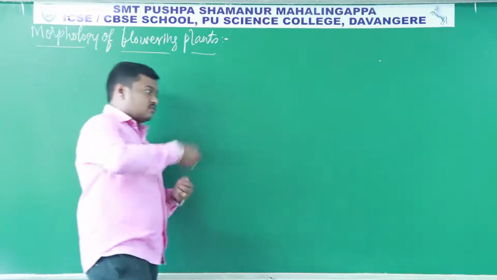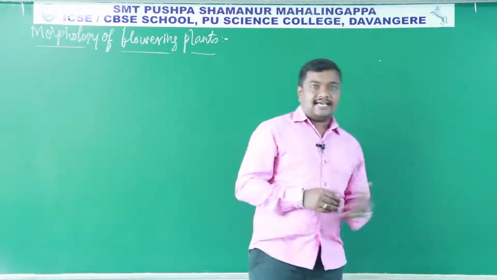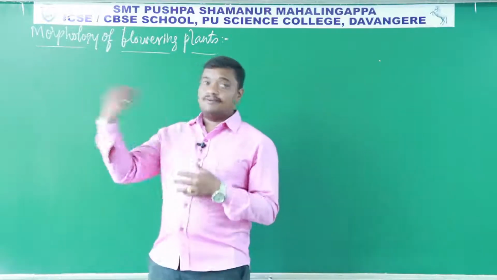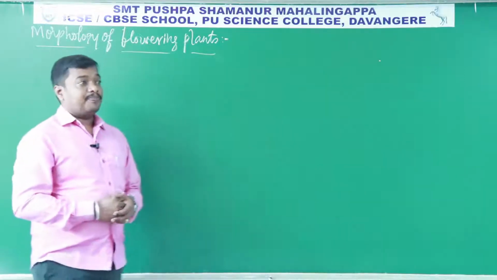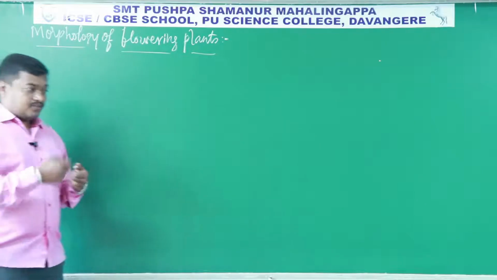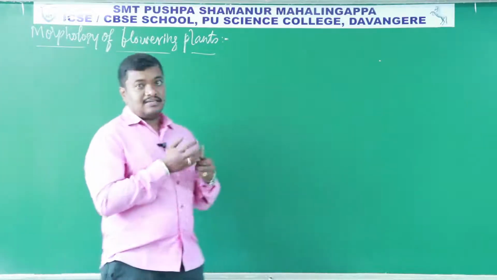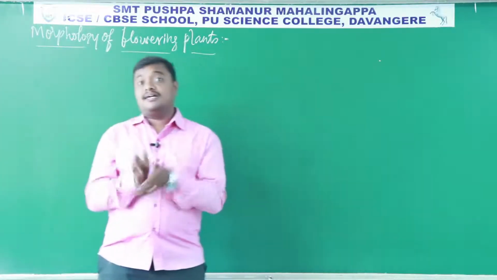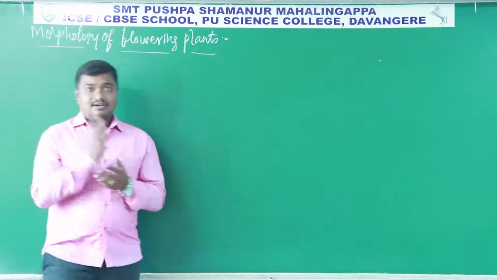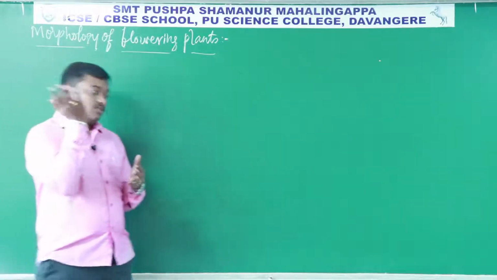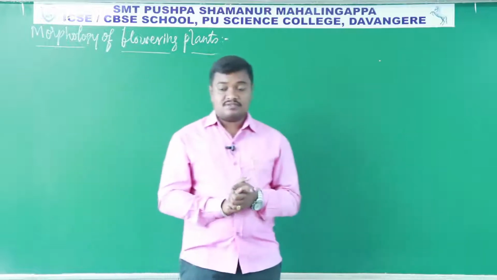In that axil some buds are also present, called axillary buds. These axillary buds later develop into branches. Then the leaf stalk. The leaf stalk helps the leaf lamina to be exposed to the sunlight, or holds the lamina to the sunlight for proper photosynthesis.